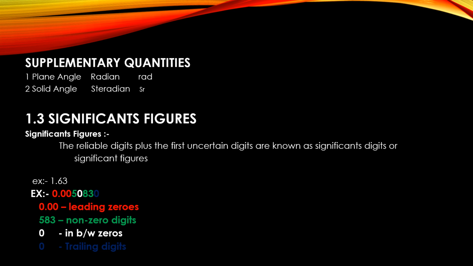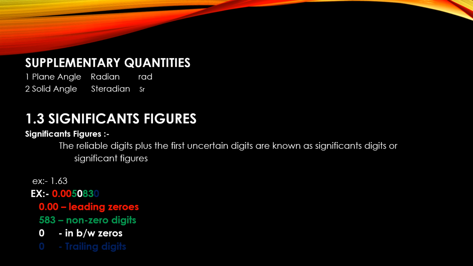Then next we are going to see about significant figures. The reliable digits plus the first uncertain digit are known as significant digits or significant figures. See the example 1.63. Here 1.6 is the reliable digit, and 3 is the uncertain digit. So what is a significant figure? The reliable digits plus the first uncertain digit are known as significant digits or significant figures.